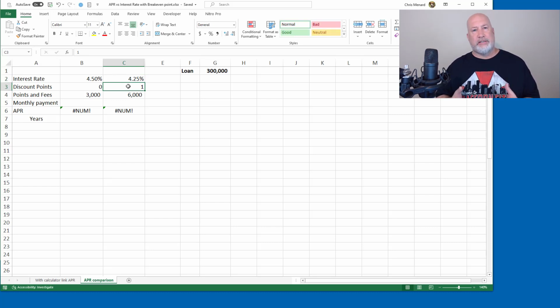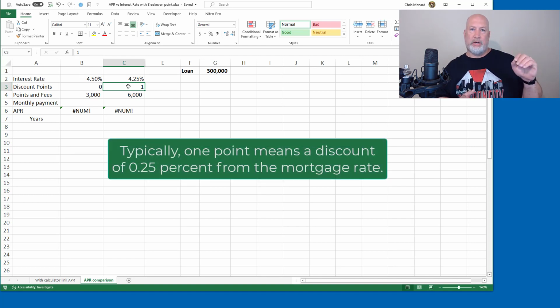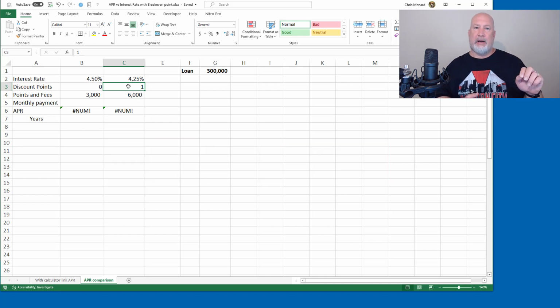There's something called discount points that you can buy. Usually one discount point will bring your interest rate down 0.25%. So that's why I went from 4.5 to 4.25. And one discount point is equal to 1%. So I've got to pay 1% of 300,000, which is $3,000, to bring that interest rate down, which should also possibly bring down the APR. So let's go see this.